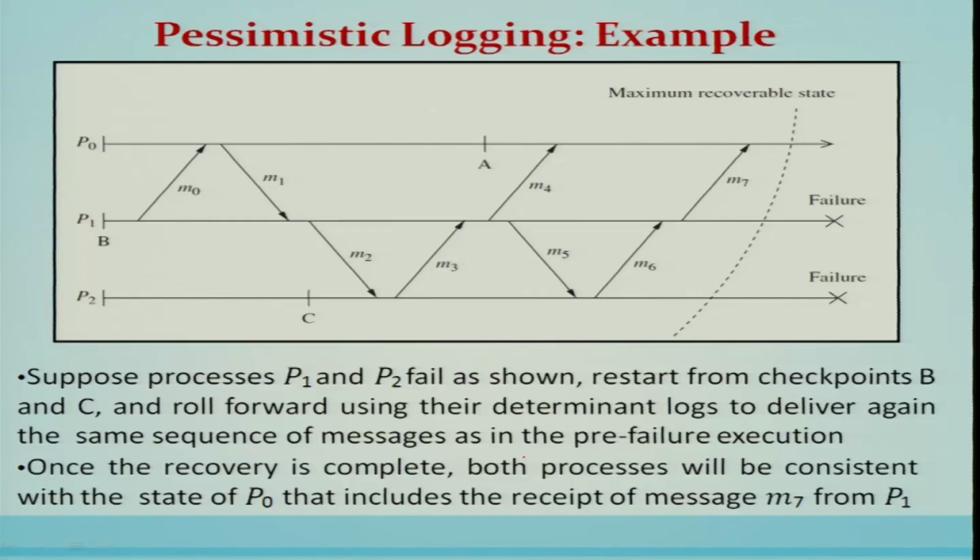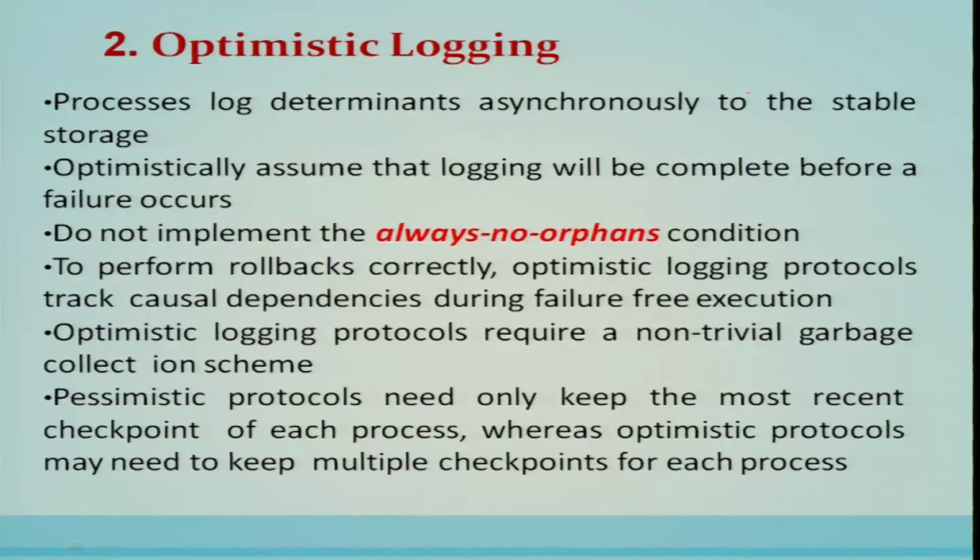Suppose P1 and P2 fail at this particular instance, then they will restart from checkpoints B and C, and roll forward using their determinant logs to deliver again the same sequence of messages as in the pre-failure execution. Once the recovery is complete, both the processes will be consistent with the state of P0, that includes the receipt of message M7 from P1. So that means using the logging, it will be taken care of.